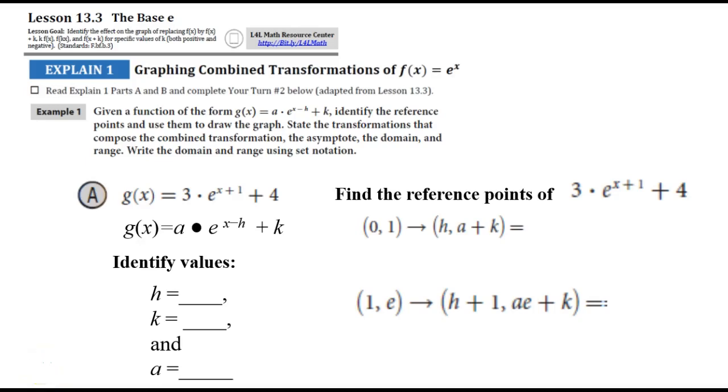Hello and welcome back to 13.3, the base e. Today we'll be going over Explain 1, graphing combined transformations for f of x equals e to the x power.